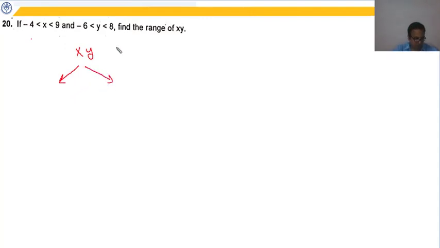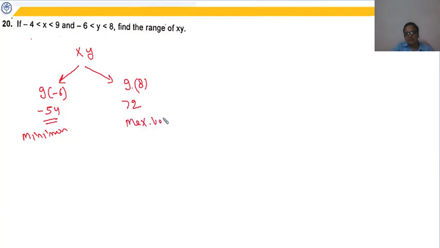Now to obtain the minimum value, what we do is maximize one value and introduce a minus sign from the other value. For example, the maximum value of x is 9 and of y is 8. If we take x as 9 and y as minus 6, this becomes minus 54. We introduce a negative sign. And if we want to maximize the value, we multiply both positive values: 9 into 8 comes out to be 72. So this is the minimum value and this is the maximum value.